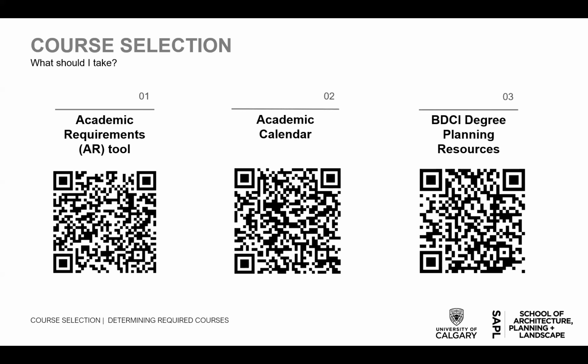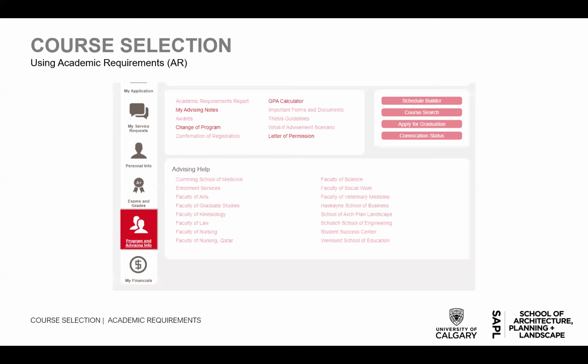The last reference you can use is the BDCI degree planning page. The QR code on the right will take you to the BDCI webpage with course planning resources in written and diagram formats. These resources provide a recommended course sequence based on 4 years of full-time study in BDCI. There are video links on that page that also guide you on how to use these resources.